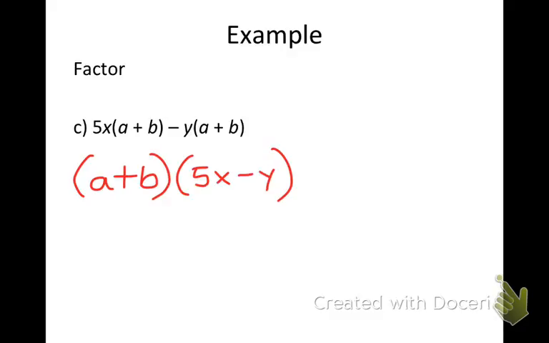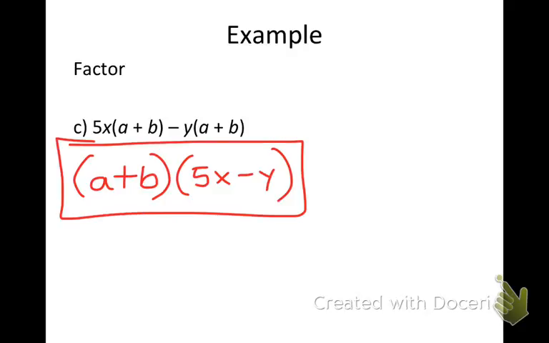And that's our final. Is this a difference of squares? Nope. Is it a sum or difference of cubes? Nope. Same thing over here. Is this a difference of squares? No. Is this a sum or difference of cubes? No. I am done. Nothing can be simplified. I can't factor out any GCFs here.